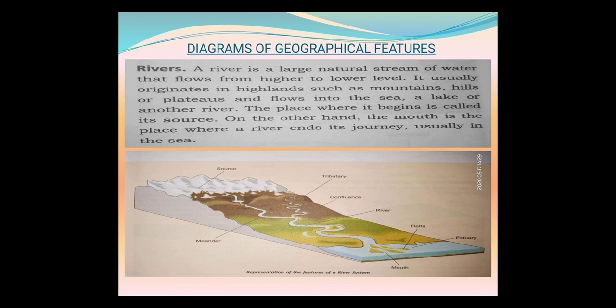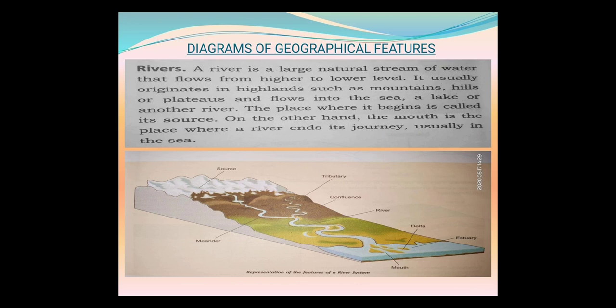Now let us learn the last tool of the geographical feature, that is diagrams. Diagrams represent various geographical features. The first diagram we are seeing is of the river. What is a river? A river is a large natural stream of water that flows from higher to lower level.